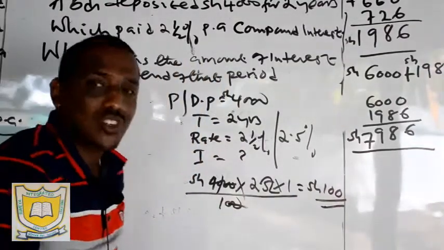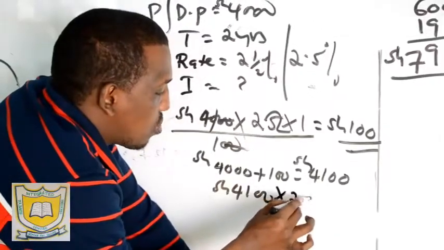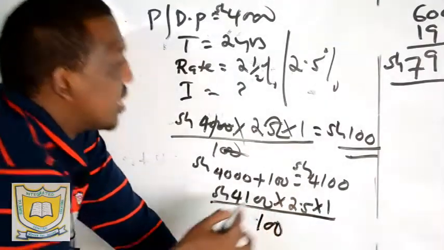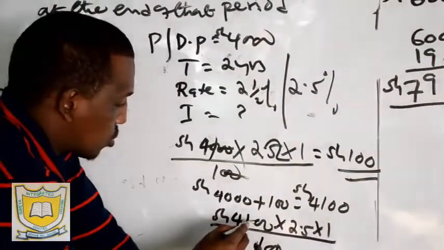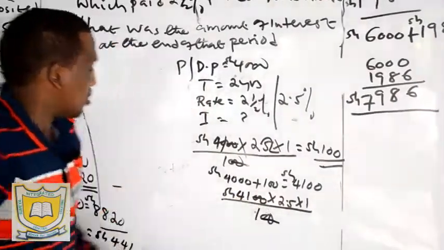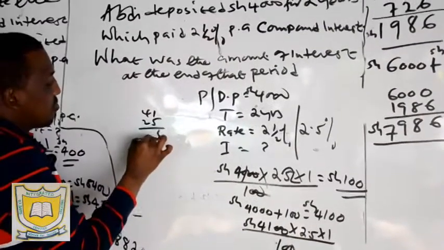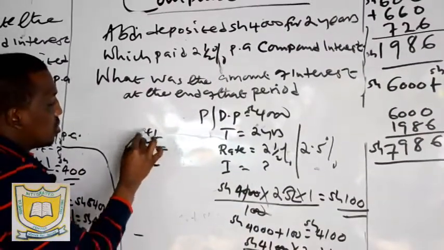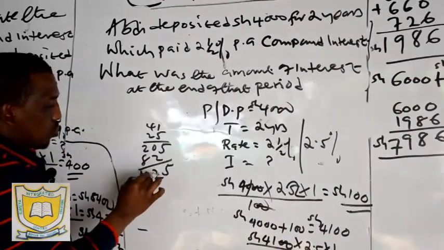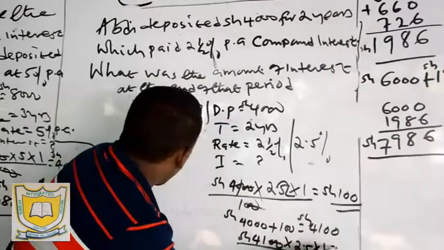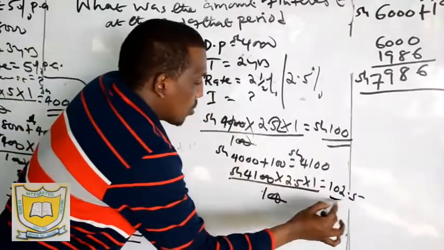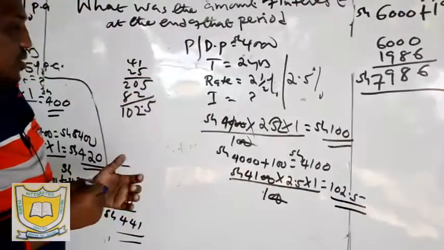We proceed now to the second year. Rate, which is 2.5, times time, the second year, over 100. So cancel. Here you will get 41 times 2.5. So 41 times 25 is 1,025. The decimal point was 1, so you will get 102.5. Now that is the interest of the second year.